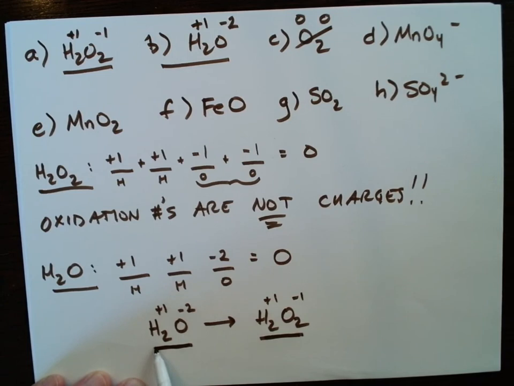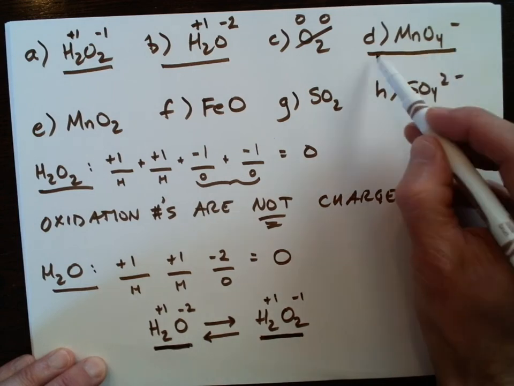So what we say is water gets oxidized to hydrogen peroxide. On the other hand, we might have a reaction with hydrogen peroxide going to water. In this case, you see that the oxygen is going from an oxidation number of -1, going down, getting more negative, to a -2. So it's appropriate to say that in a chemical reaction, hydrogen peroxide gets reduced to water. All right, let's keep going.